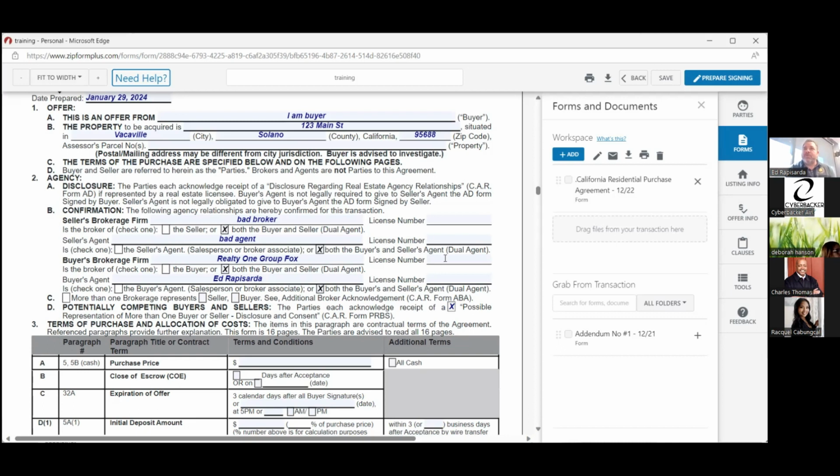And then license numbers. This is ours. When you complete this, when you're opening this up, it'll actually auto populate on the form. Just make sure that if you looked at Realty One Group Fox, my license comes up as the broker. Sometimes we'll see my license come up, but actually the correct broker number is our corporate license at 0200 1870.